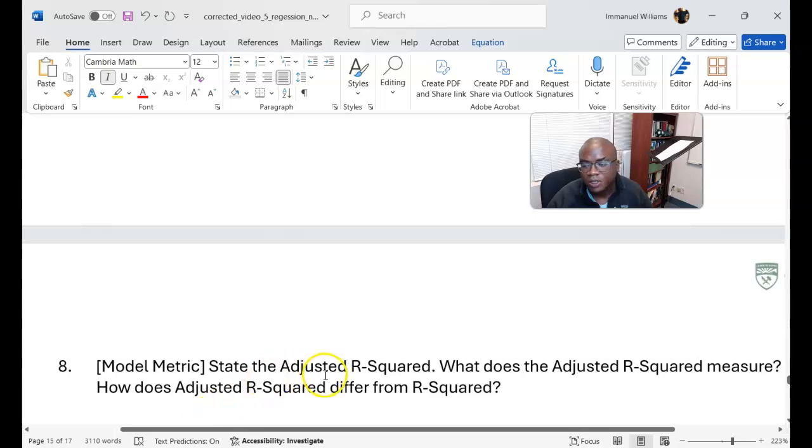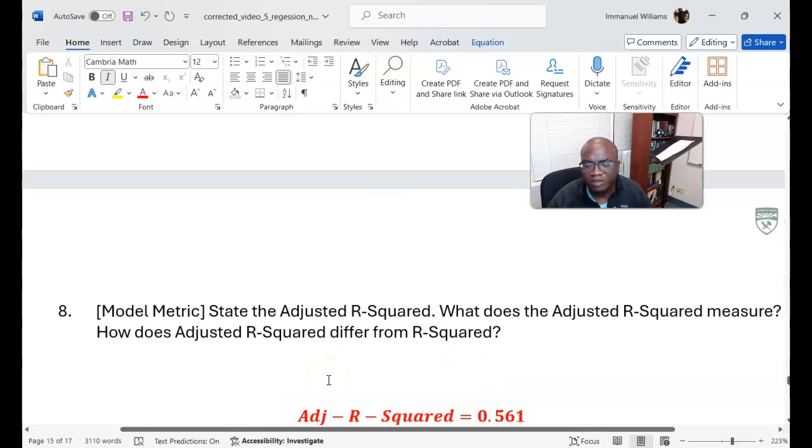State the adjusted R squared. Okay, the adjusted R squared is, I think, 0.56. You saw that from the R output. What does it measure? It measures the proportion of variability explained by the regression model. Okay, so in the back of your mind, it's like, why do we use adjusted R squared here and R squared in simple linear regression?